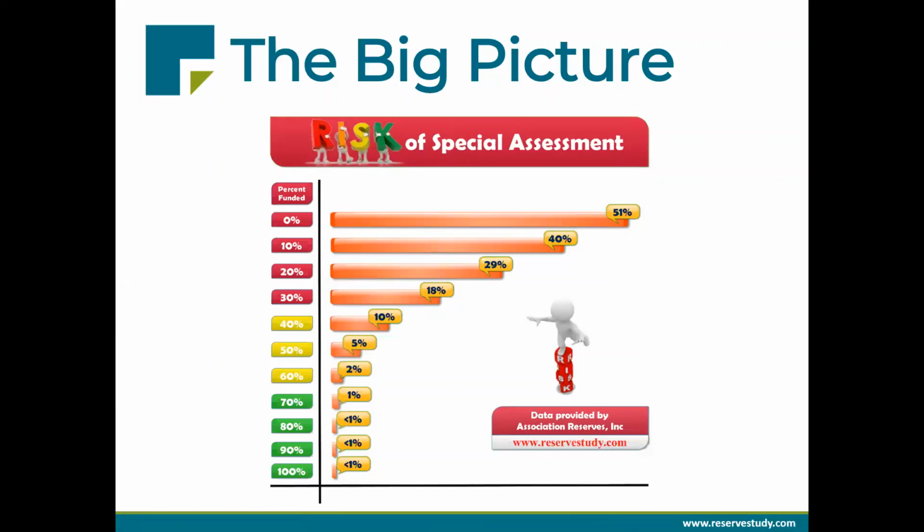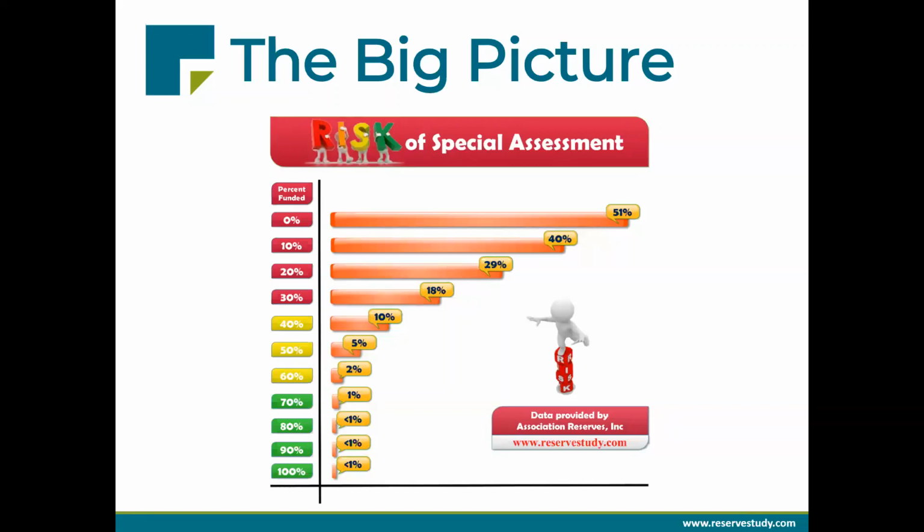Okay. So before we move on from this section, I want to show how we can begin to draw some financial conclusions about associations based on these levels of percent funded. What you're looking at on this chart here is the result of a very large internal analysis that we completed a number of years ago.